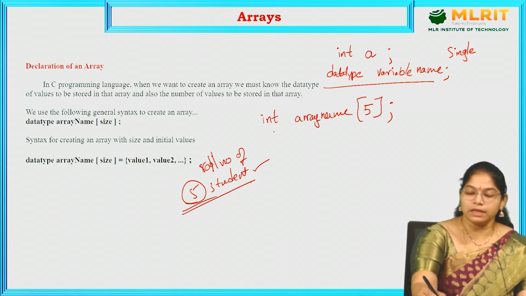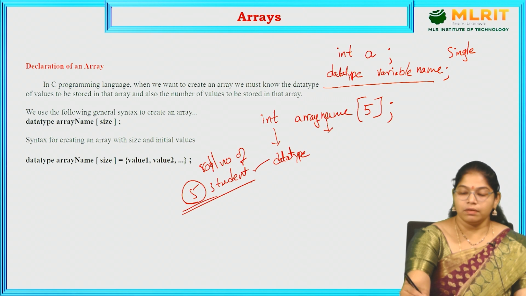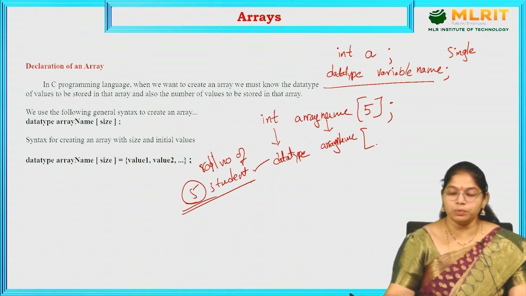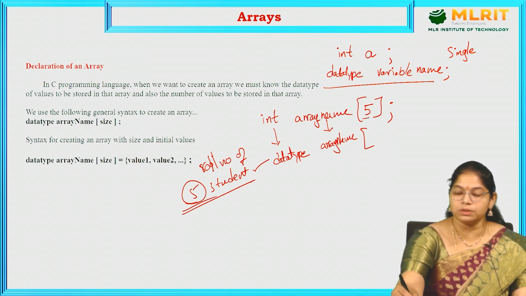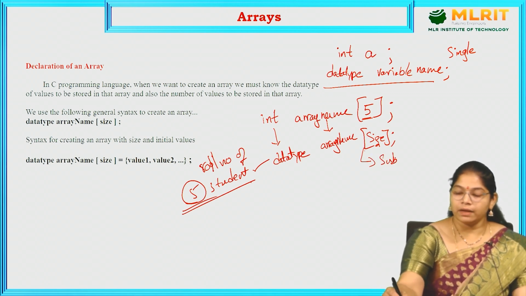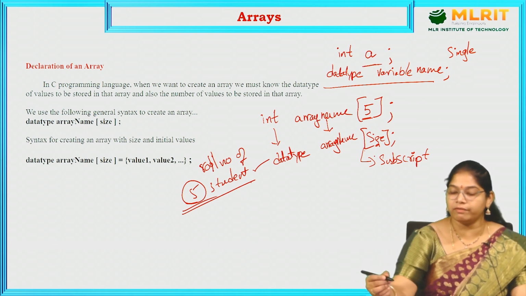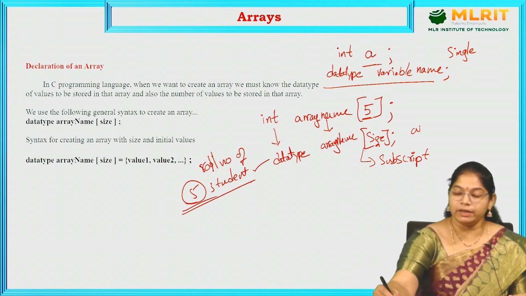So what is the syntax? Here int is the data type. Then this is the name of the array. Then, how many data items do you want to store? How many elements do we want to store? Those are 5. That is called the size. How can we identify this array? By the subscript. A normal variable does not have a subscript. If we provide a subscript, that becomes our array variable.